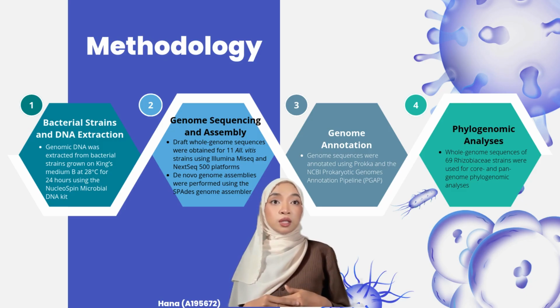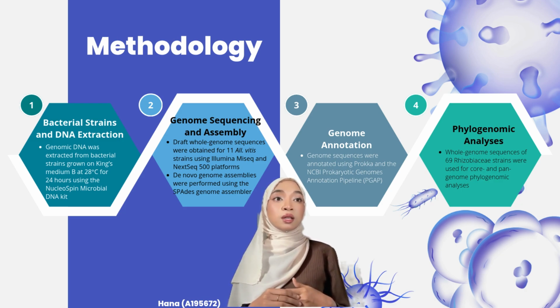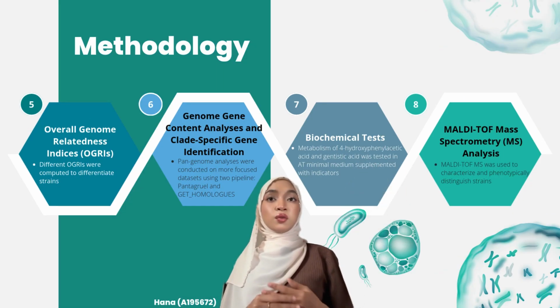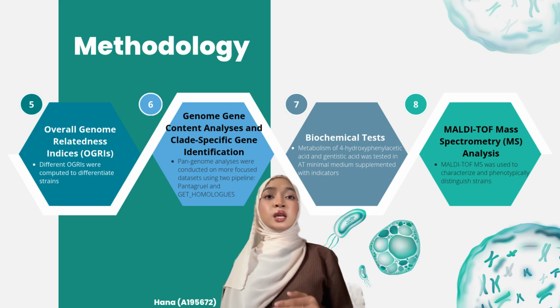Third, we have genome annotation. Genome sequences were annotated using Prokka and the NCBI Prokaryotic Genome Annotation Pipeline (PGAP). Fourth, phylogenomic analysis. Whole genome sequences of 69 Rhizobiaceae strains were used for core and pan-genome phylogenomic analysis. Next step is overall genome relatedness indices. Different indices were computed to differentiate strains. For genome gene content analysis and clade-specific gene identification, pan-genome analyses were conducted on more focused datasets using two pipelines, which are Panaroo and GET_HOMOLOGUES.